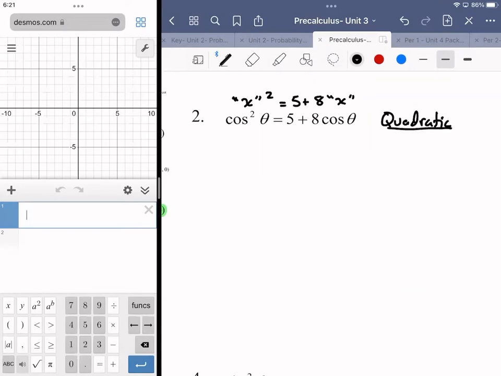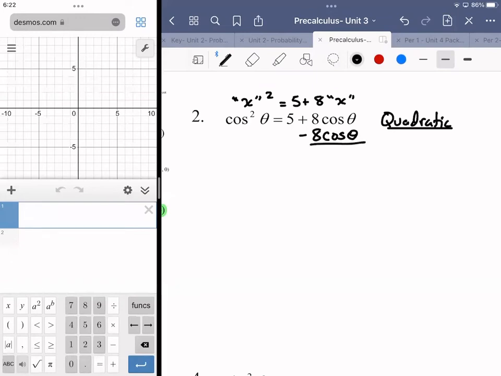And that's got a quadratic structure. And when you solve a quadratic equation, you get everything over to the same side. You factor or use the quadratic formula or completing the square, which we'll talk about a little bit later in this unit, and solve, right? So subtract the 8 cosine theta.